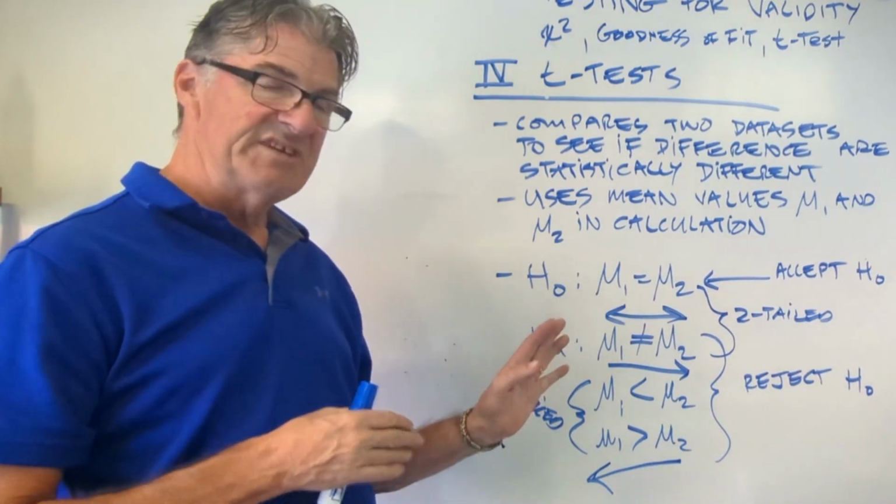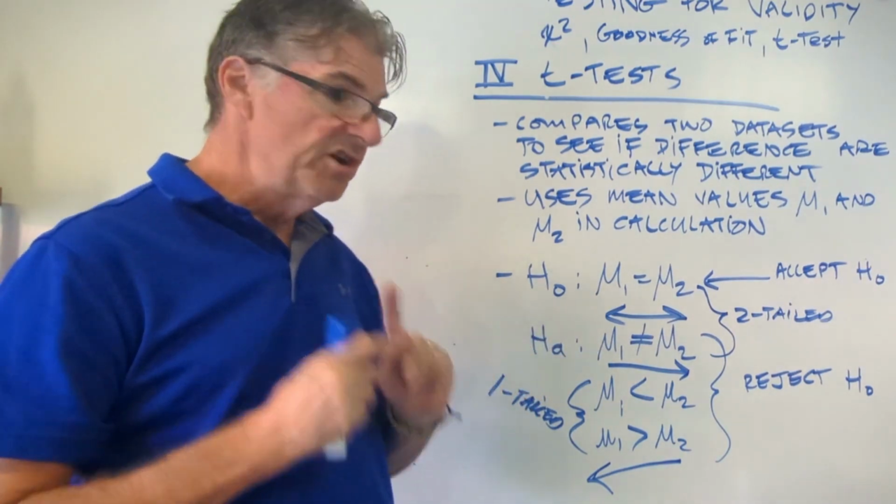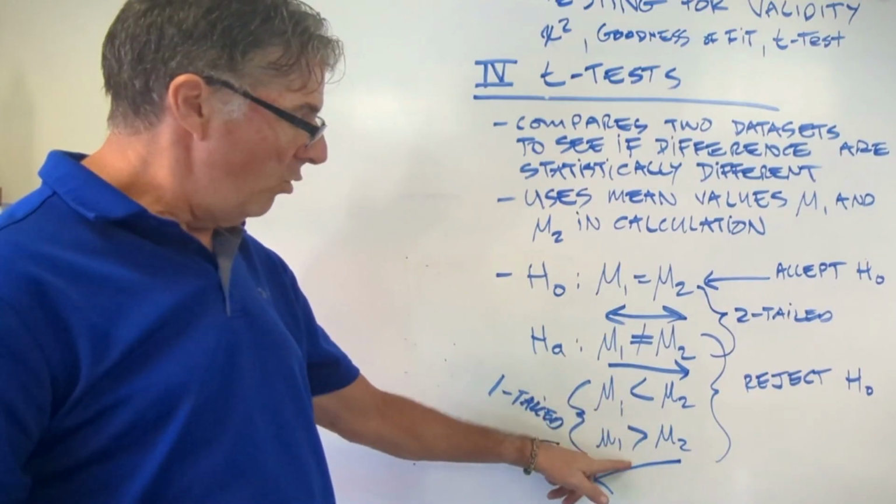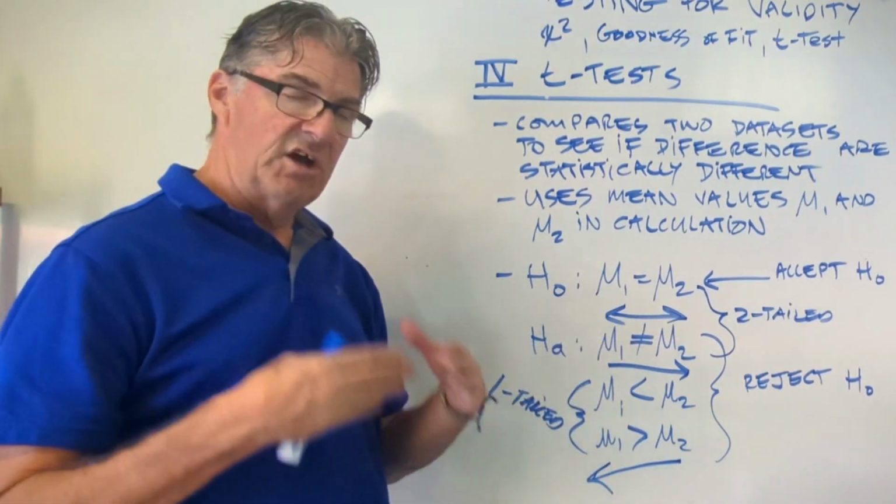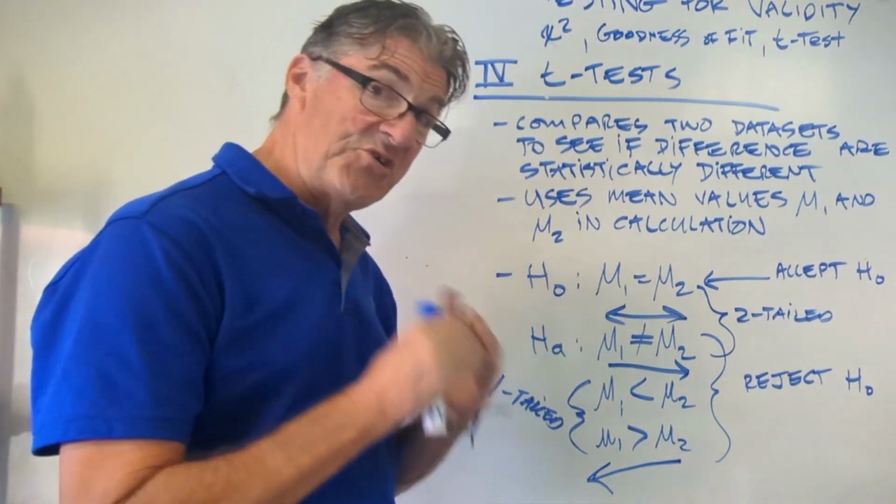The reason I'm belaboring this is a subtle point. When you run your t-test, you do need to pick one of these 3 things. And the clue for that is in the question.